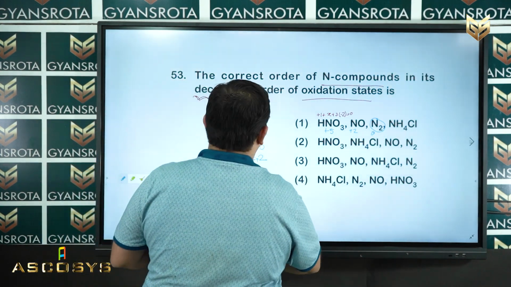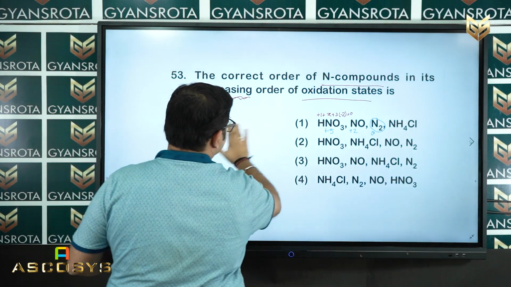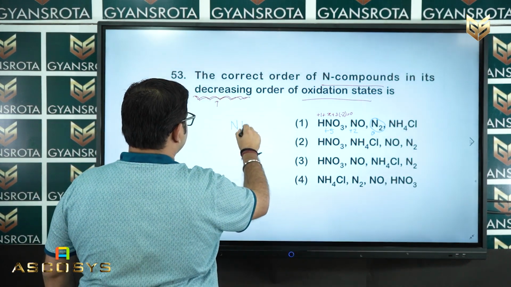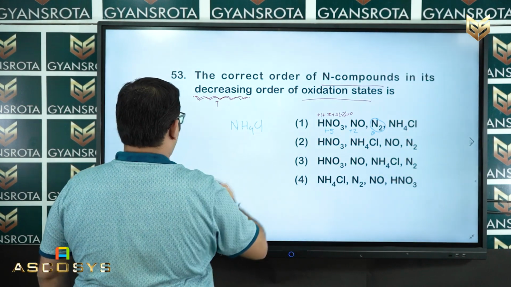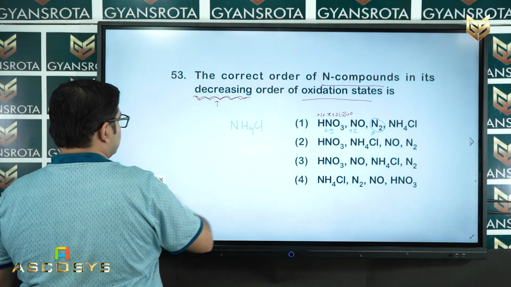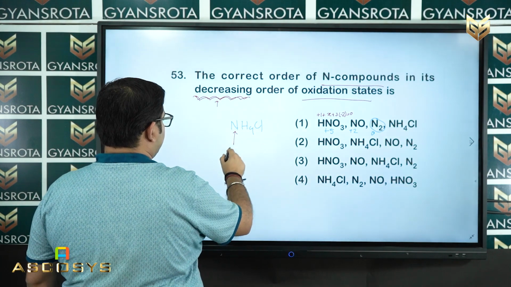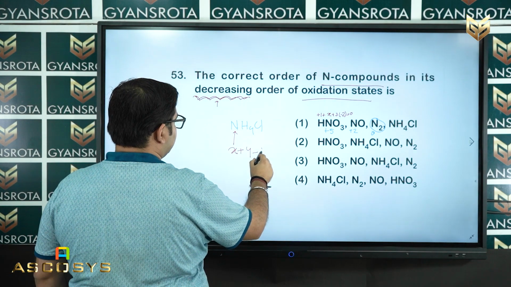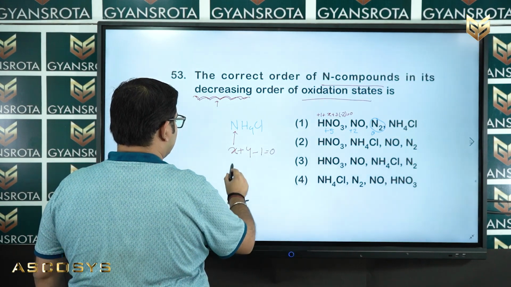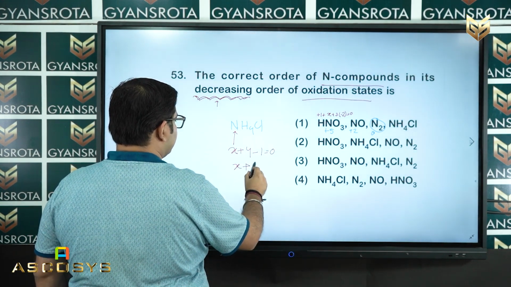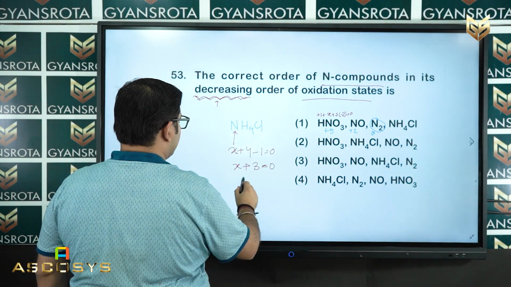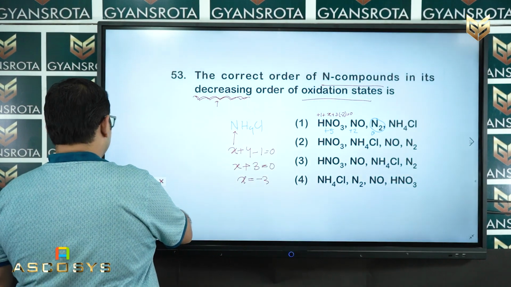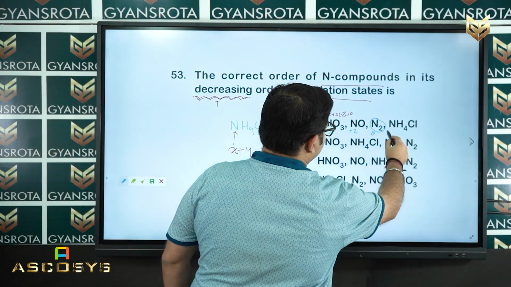Now, let us see for ammonium chloride. NH4Cl. So, for nitrogen I am taking as x, for this one 4, and for chlorine it is -1 and is equal to 0. So, x plus 3 is equal to 0. So, x is equal to -3. So, the oxidation state of this is -3.